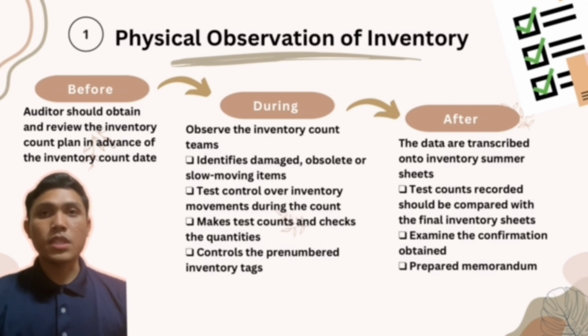Okay, we proceed to the during physical observation of inventory. The auditor must observe the inventory counting to identify the inventory damage, obsolete, and slow movement items, and then test control over the inventory movement during the count, make test counts and check the quantity, and control the pre-numbered inventory tags. And next, we look at the after physical observation of the inventory.